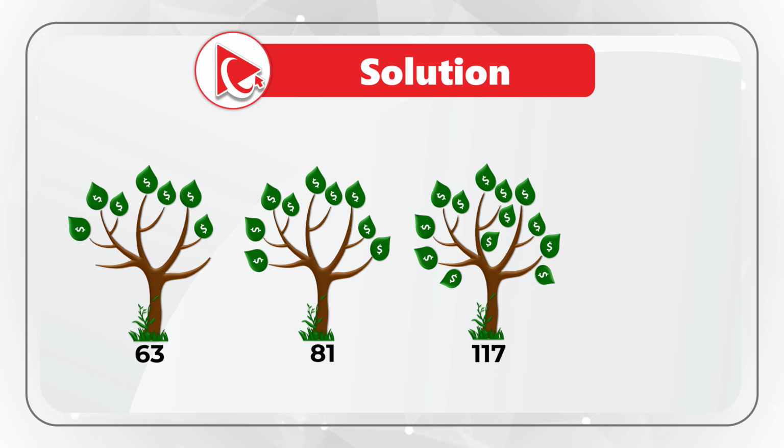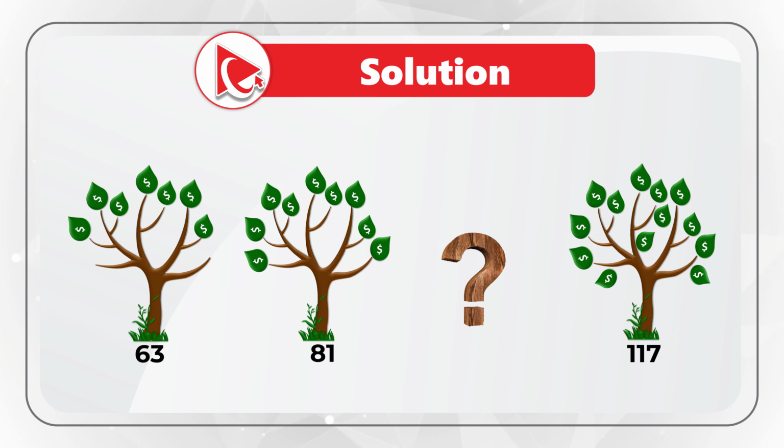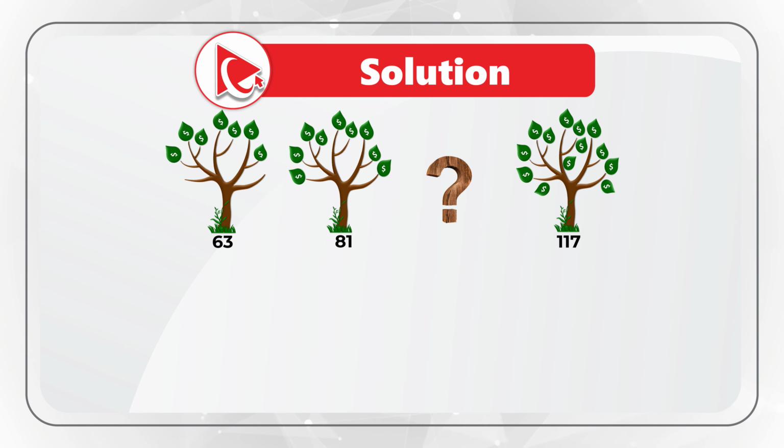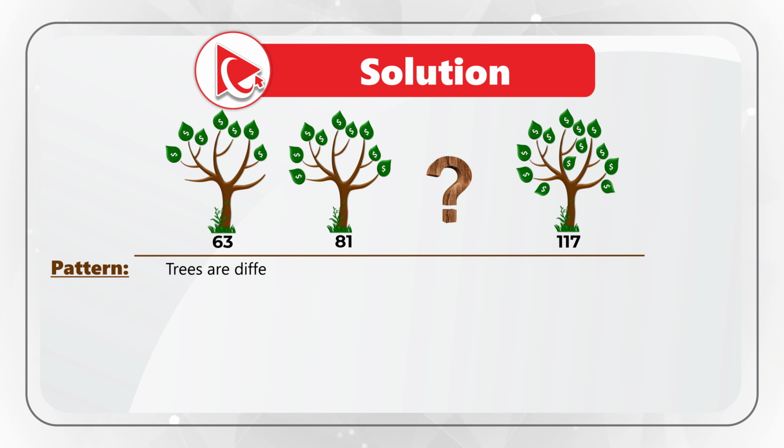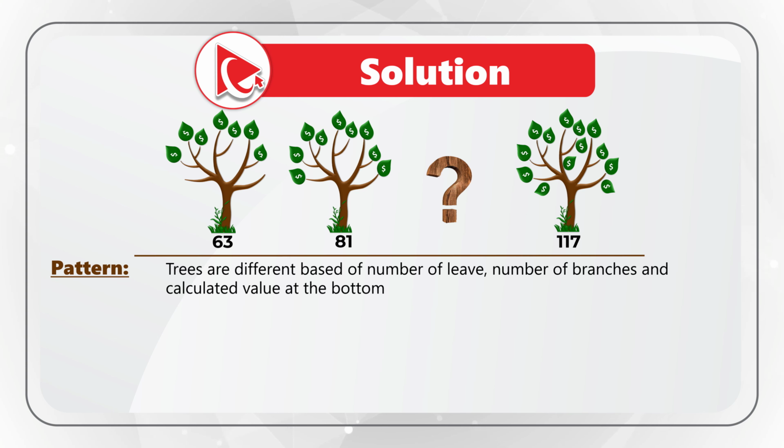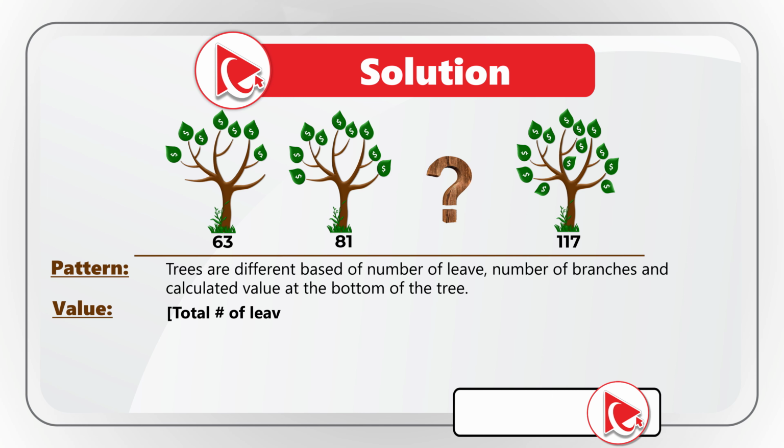Amazing problem, isn't it? But to solve it, you need to take a close look at the tree. In this picture, each tree is different based on the number of leaves, number of branches, and calculated value at the bottom of the tree. And to calculate the value, you need to multiply the total number of leaves by the total number of branches on the tree.